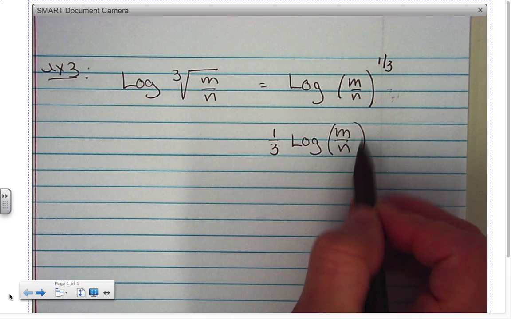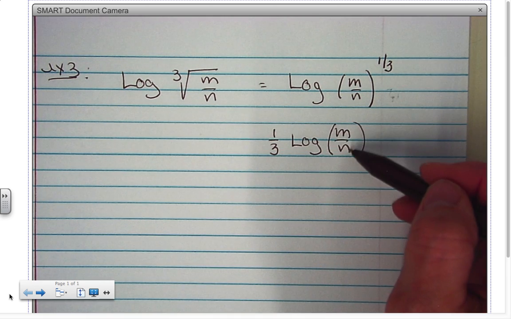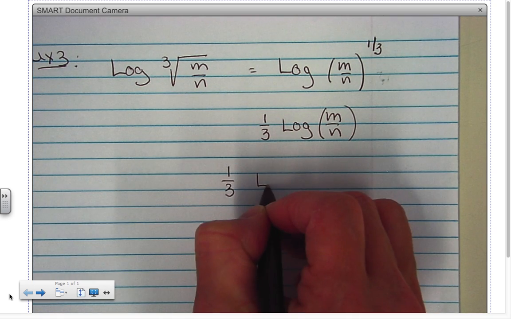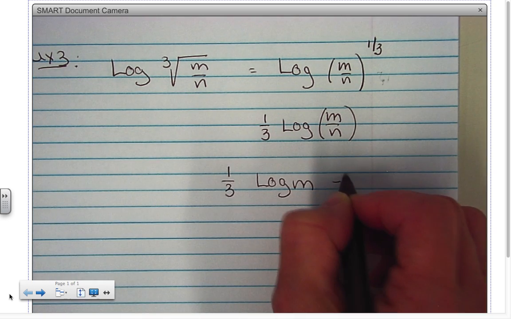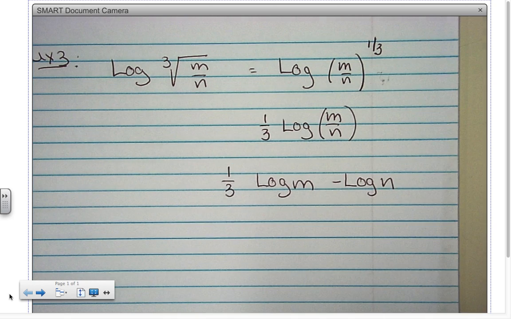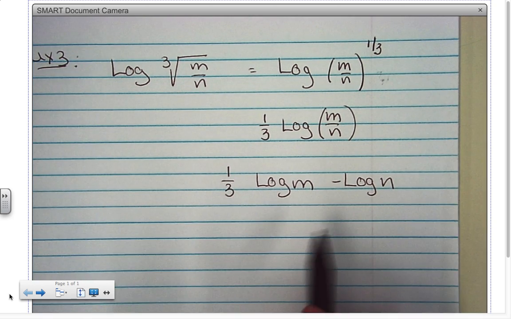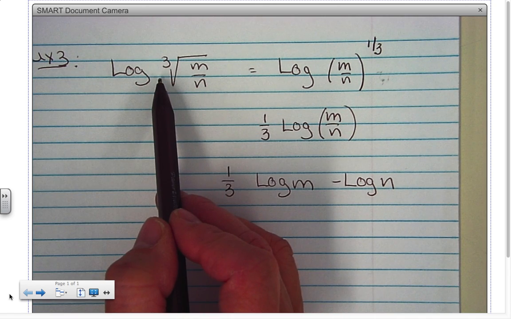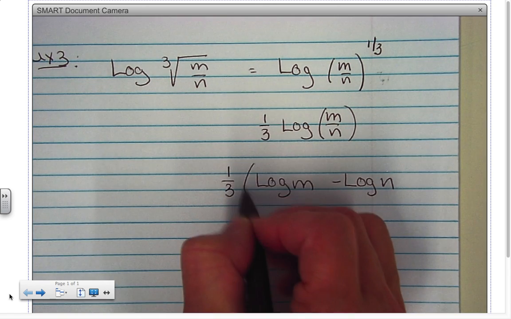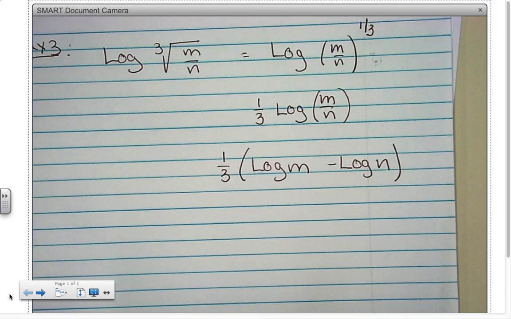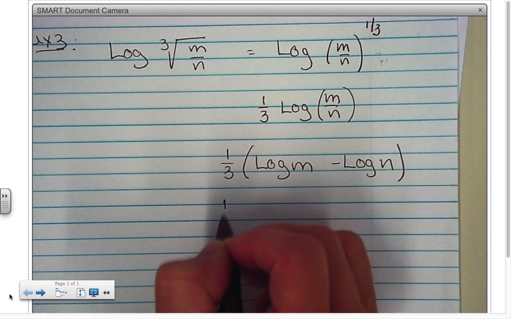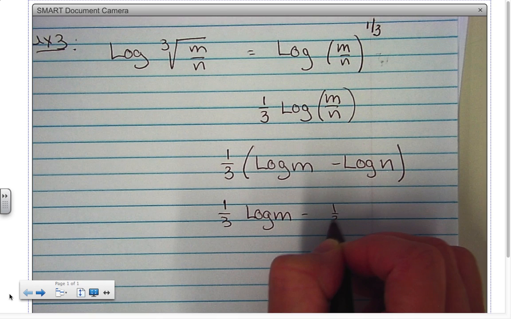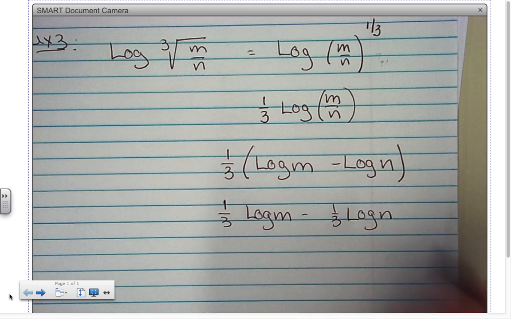And then this right here is the quotient rule. When I'm dividing, I'm going to switch that into subtraction. So it's 1/3 of log m minus log n. But again, I'm not quite done because the m and the n were both underneath the cube root. All of that was being cube rooted, so you either need to apply those parentheses like that, or I would also take 1/3 log m minus 1/3 log n with it distributed out.